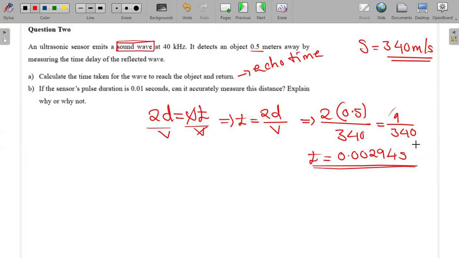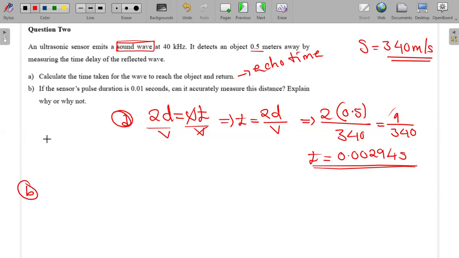As simple as that. Then question B is saying, if the sensor's pulse duration is 0.01 seconds, can it accurately measure this distance? Explain why or why not. Okay, so this is also a conceptual question. This is part B. This was part A here.